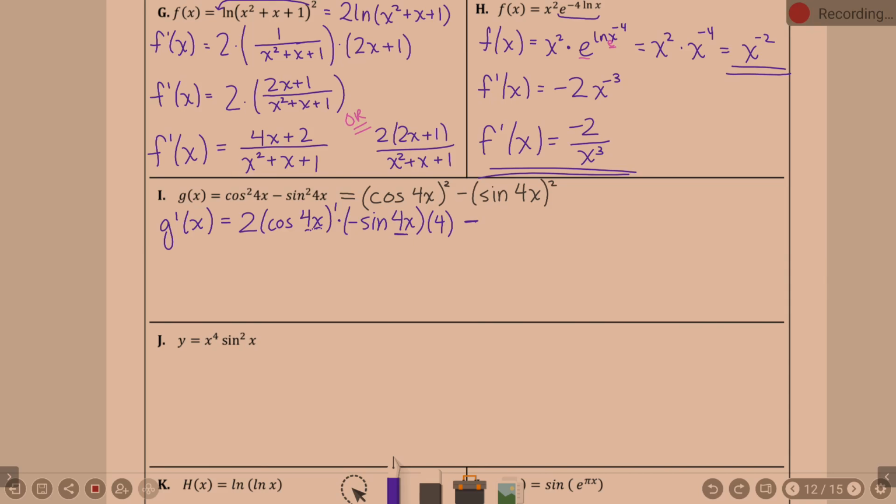Derivative of sine of 4x raised to the second power. What happens? 2 out front. So 2 times sine 4x raised to the first. So the derivative of something to the second we did. What's the something?